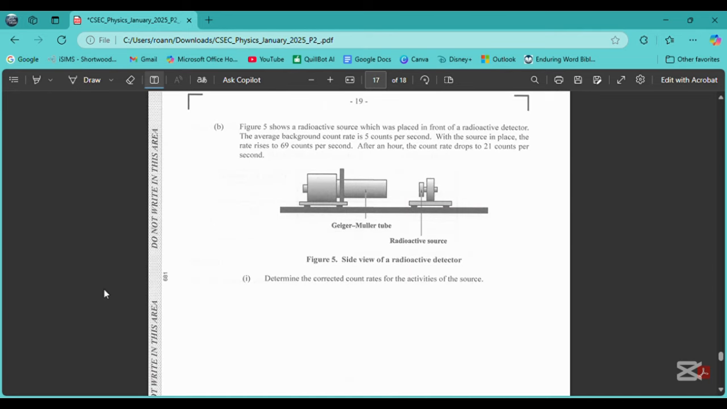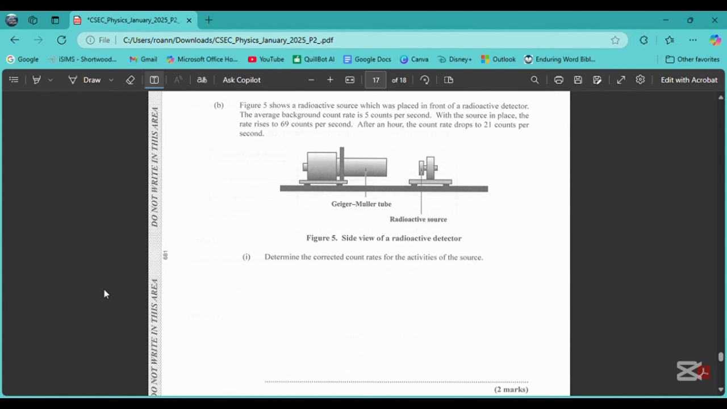Now, figure 5 shows a radioactive source which was placed in front of a radioactive detector. The average background count rate is 5 counts per second. With the source in place, the rate rises to 69 counts per second. After an hour, the count rate drops to 21 counts per second. It says, determine the corrected count rates for the activities of the source.